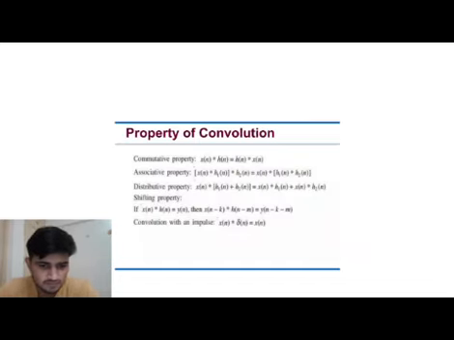Shifting property, we can see here, if x(n) * h(n) = y(n), then with x(n minus k), where k is a constant, and h(n minus m), where m is also a constant, the result will be y(n minus k minus m). Convolution with an impulse, x(n) * delta(n) = x(n), so there is no change when convolution is done with an impulse.